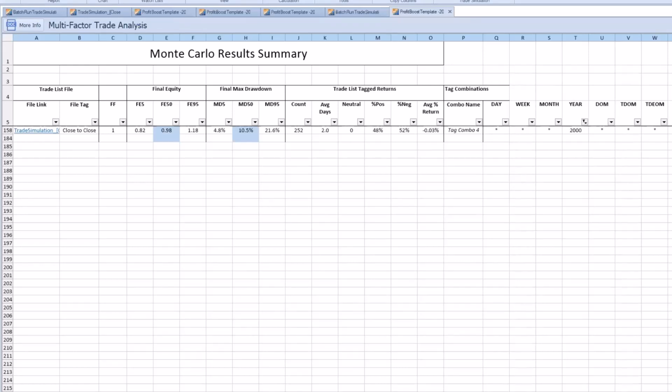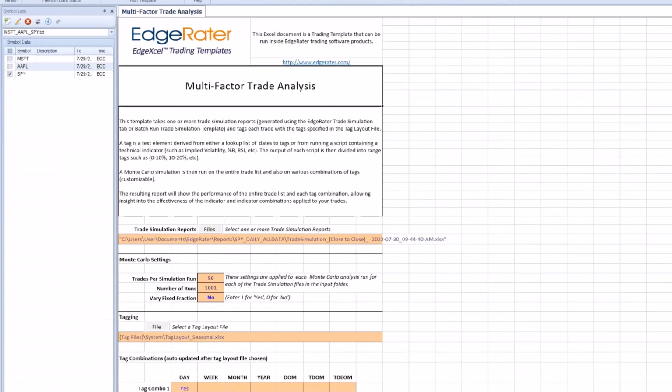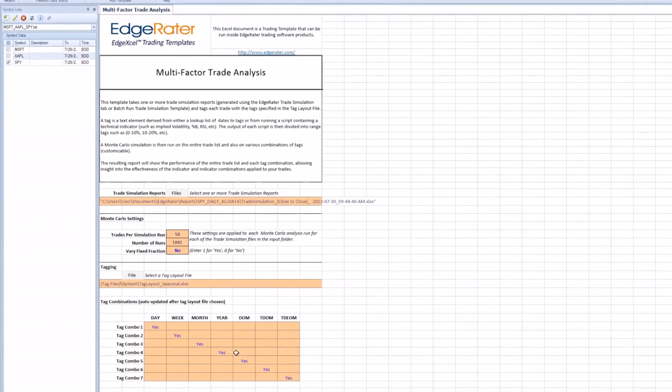To do that, you may have guessed, you come back into the report here and make a combo that includes the year and the day. So I could just add a 1 in here for year. Now it's going to create a combo of year and day. So let's go ahead and run that. This might take a little while.